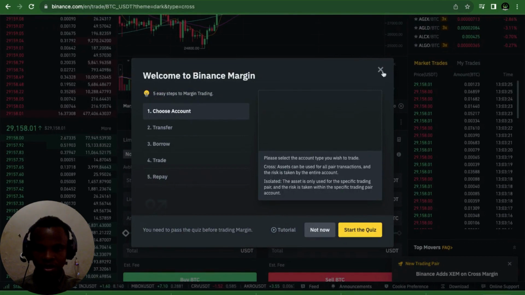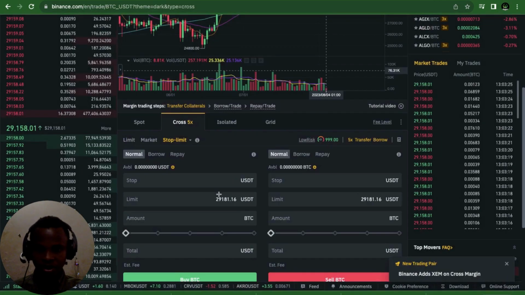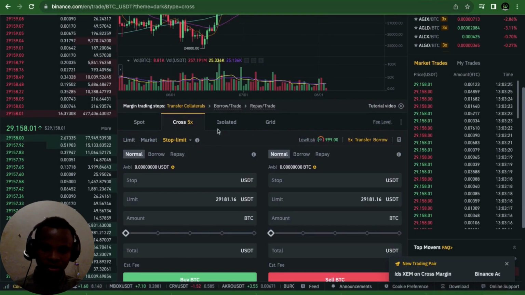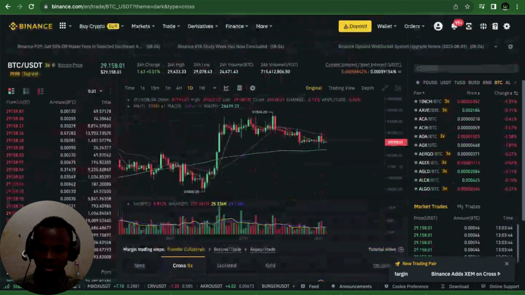This is basically using margin trade, not a spot trade. I don't know why they brought it into play. So this is basically all of how you can trade the spot market.